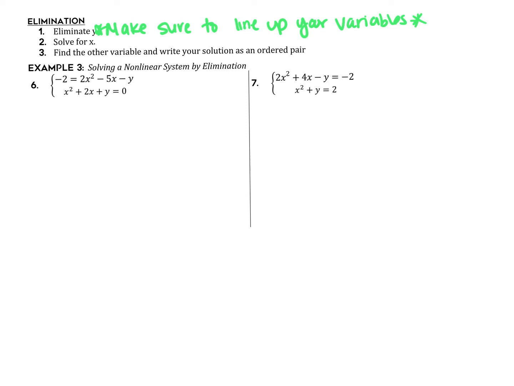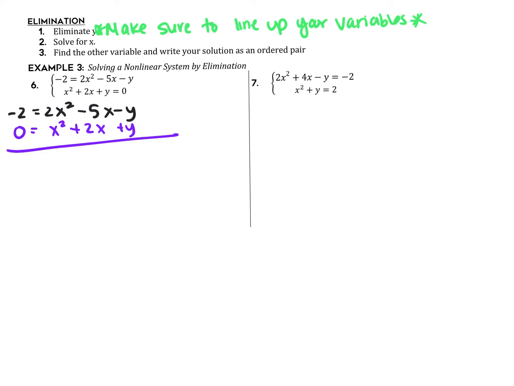So let's go ahead and look at number 6 here. The very first thing I'm going to do is I'm going to just rewrite this so that my variables are lined up. So I'm not changing anything here. But the way this is set up, my x's and my y's and my constants are not lined up. So I'm going to actually just take this second equation and I'm going to rewrite it. 0 equals x squared plus 2x plus y. Oh, that's so much easier to look at. And now I don't actually need to multiply anything anywhere to eliminate a variable.